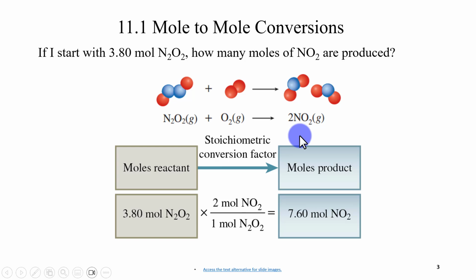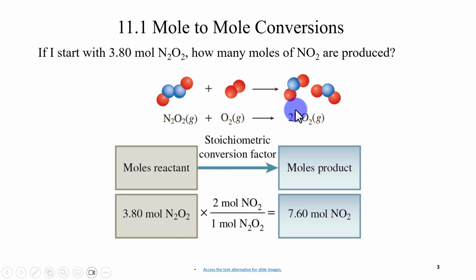So I am balanced. Okay, I start out with N2O2 and I want to end up with NO2. Now, I am starting with moles of reactants and want to end up with moles of product. I write my conversion factor in such a way to get rid of N2O2, which is my starting point, and end up with NO2 because that's what I'm asked. So NO2 will go at the top and N2O2 will go at the bottom of this conversion factor fraction.